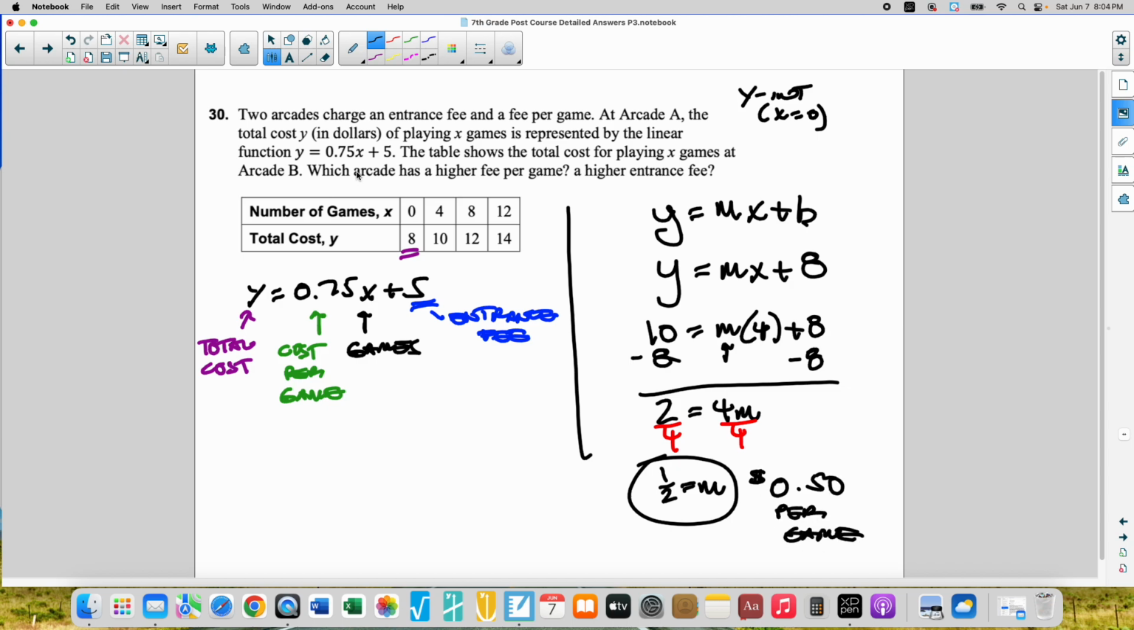So first question, which arcade has the higher fee per game? That would be A. That would be Arcade A. And then Arcade B is going to have the higher entrance fee, because that's $8 to get in, and this is 5. So this is entrance. This is game. And that's it. So A for the first question, B for the second question.